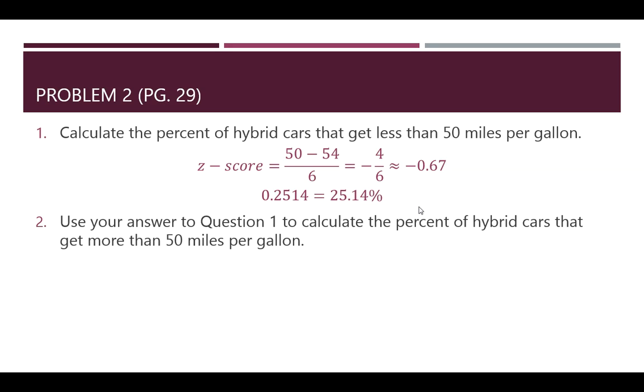So I know that all of the cars together would be 100%. 25.14% is the less than. So in order to get the more than, I've got to subtract it out of my 100% to figure out what's left for the more than. So 100% minus 25.14% means I get 74.86%, which is the percent of hybrid cars that are getting more than 50 miles per gallon.